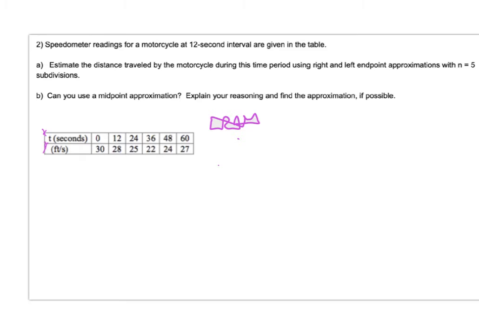So let's do the LRAM. The first interval is going from 0 to 12, so it's a length of 12. And I'm going to use the left side, so a height of 30. Then we're going from 12 to 24. That's a length of 12. And the left side is 28. Then we're going from 24 to 36. That's a length of 12. And the left side is 25. And then we've got 12 times 22.